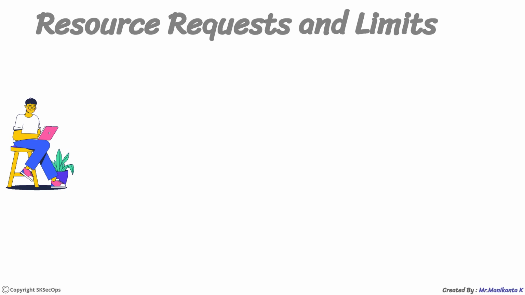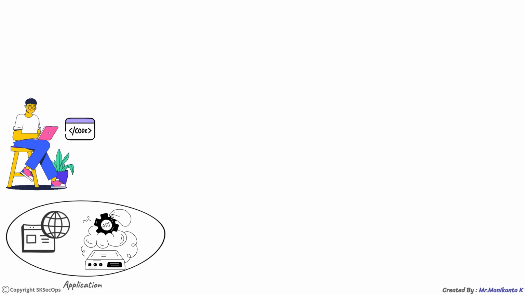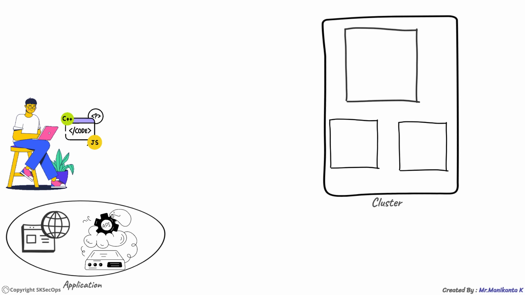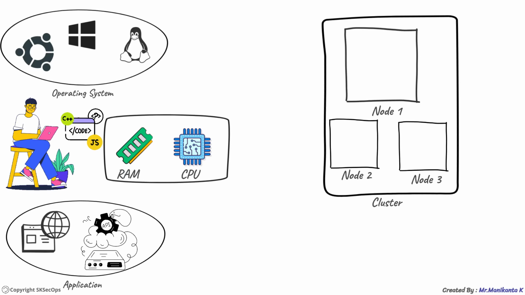Imagine you are a developer and you have written code to create a web application or an API. To run these applications, we need some nodes or servers. For that, here I am taking three nodes within a cluster: node 1, node 2 and node 3. On top of these nodes, we can have operating systems like Ubuntu, Windows or Red Hat. We also need computing capacity such as CPU and RAM.